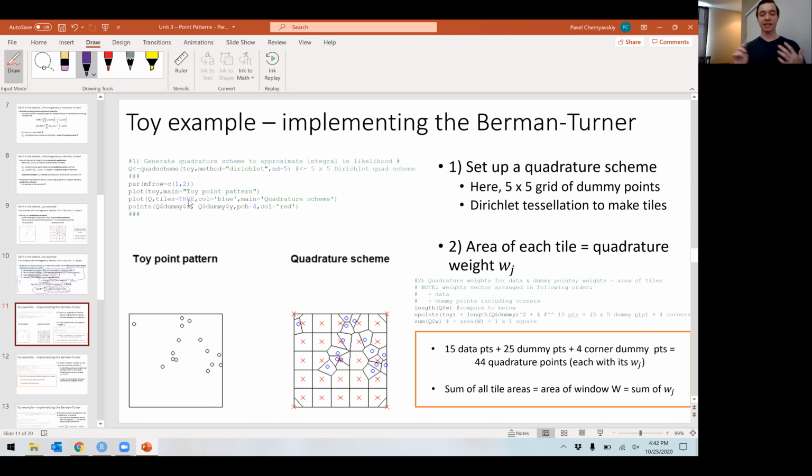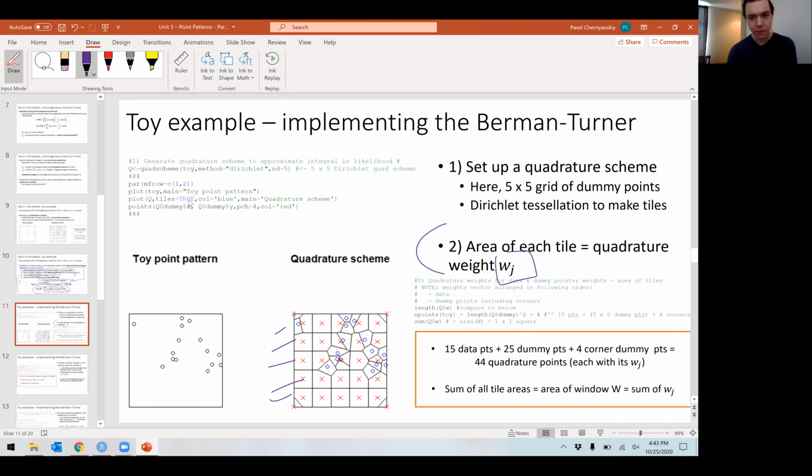So step 1, we're going to set up a quadrature scheme. I am repeating this because this is pretty important. How you set up this quadrature scheme will determine the area of each tile, the zone of influence of a dummy and data point. And this is going to determine the weights that will weigh your Poisson likelihood. This happens automatically, but if you let it happen automatically, you don't have any control over how this happens. How much do you want to control it? That's a different question. If you don't know what it does, if you don't know how to control it, you can't exert that influence when the time comes.